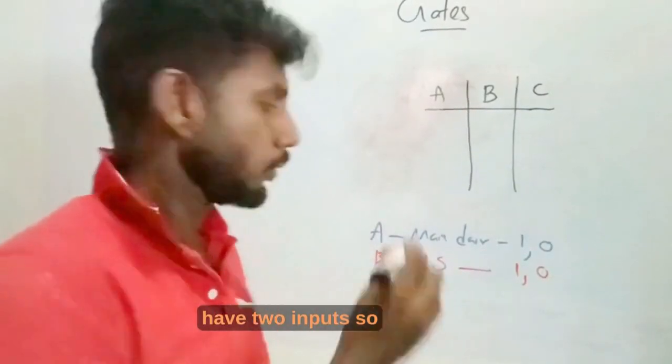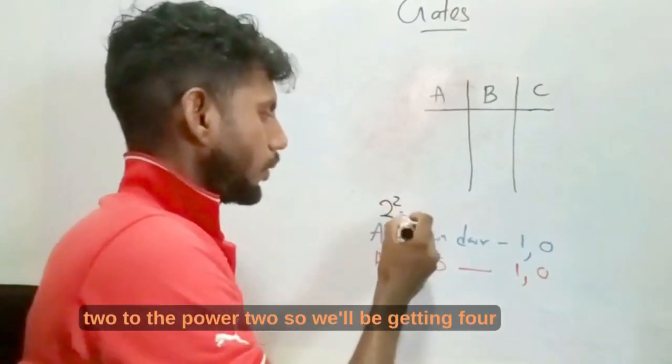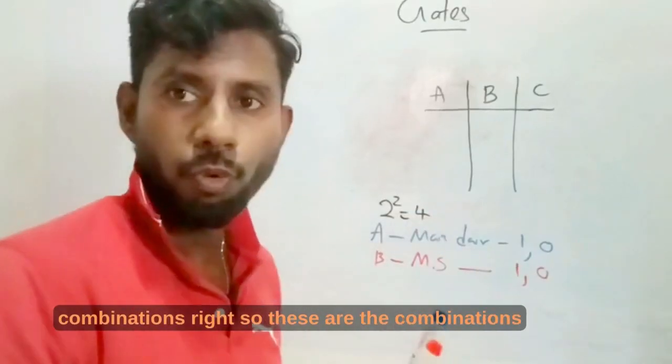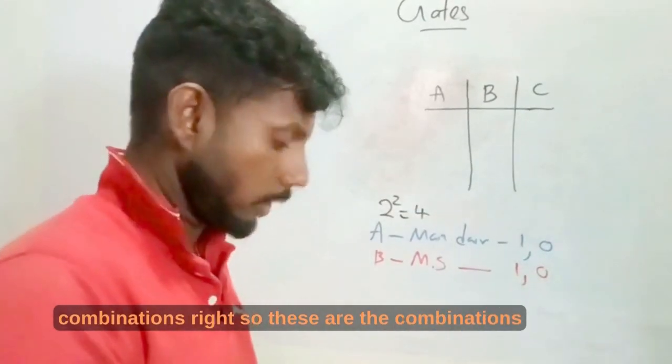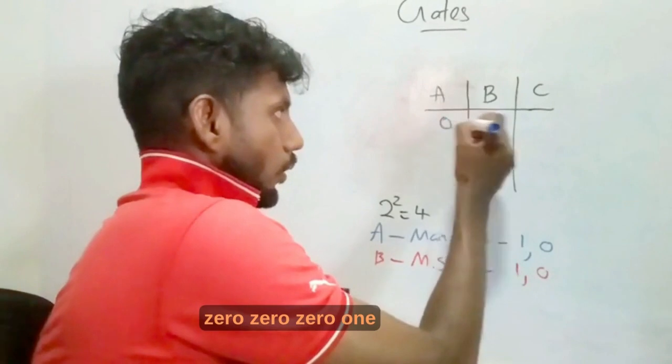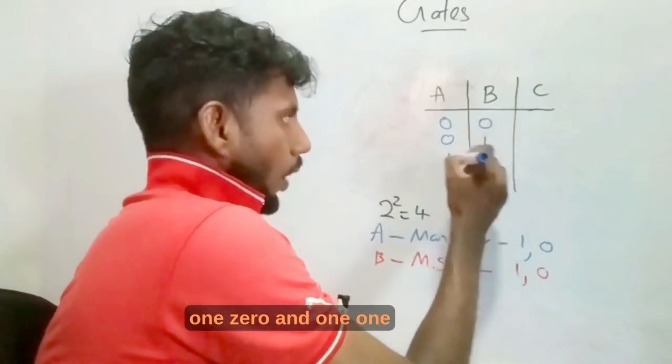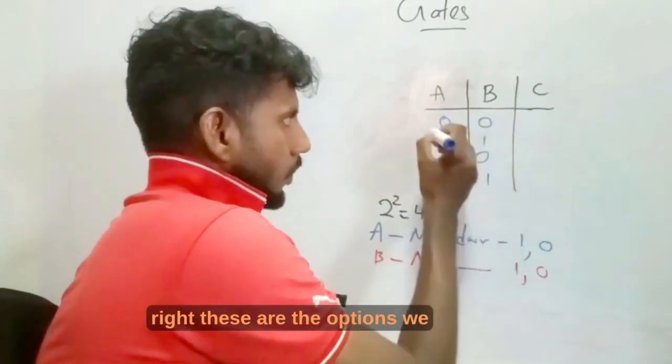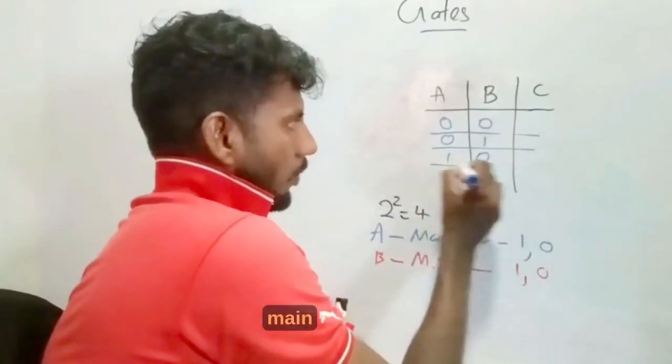We have two inputs, so 2 to the power 2, so we'll be getting 4 combinations, right? So these are the combinations: 0 0, 0 1, 1 0, and 1 1, right? These are the options we have.